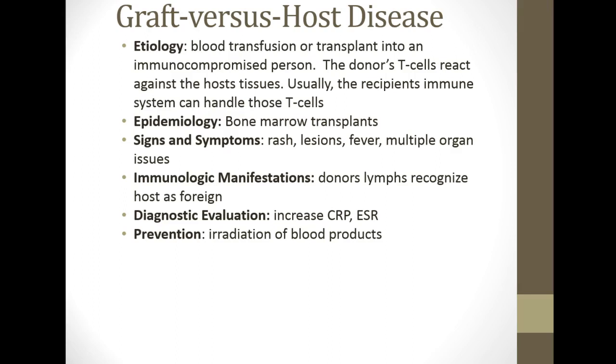They really have to destroy the immune system of the person receiving the bone marrow before they can get the new bone marrow. We'll see increased CRP and sed rate with that if this does occur. So we really want to irradiate those blood products. We don't want to give someone blood products where those T cells could attack the person that you're trying to help.